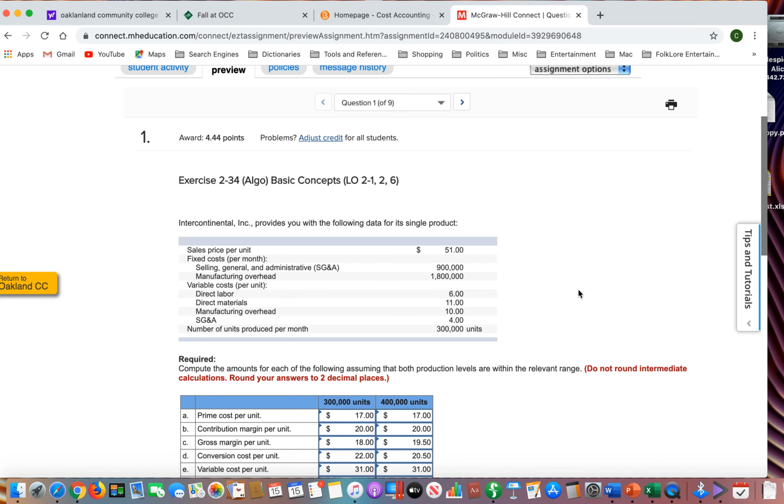Variable cost per unit is, again, you take all your variable cost here, right? 6 plus 11 is 17. 17 plus 14 is 31. This is all your variable cost here per unit, so it's $31 per unit.